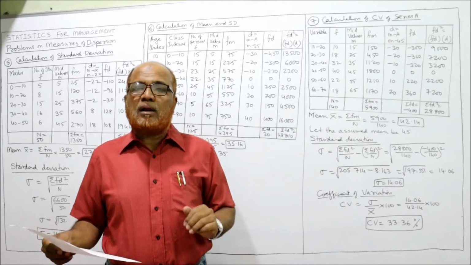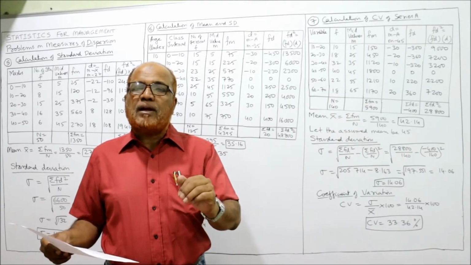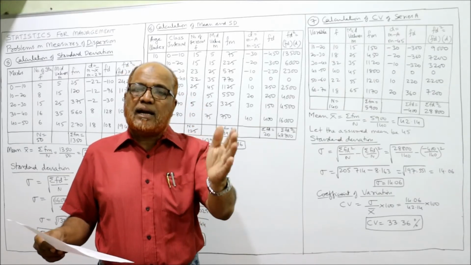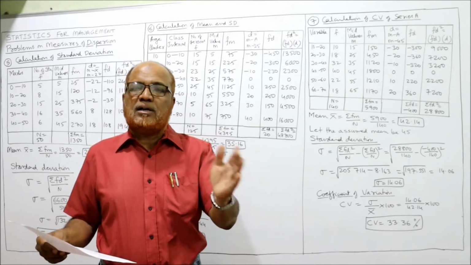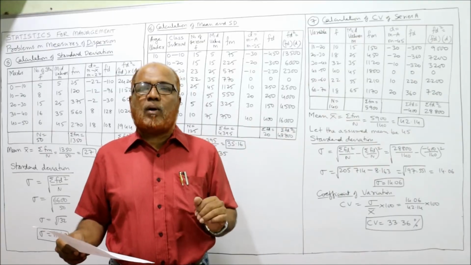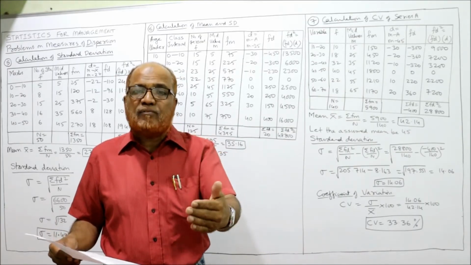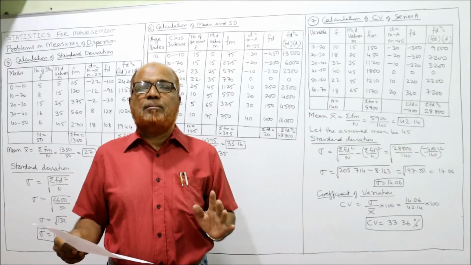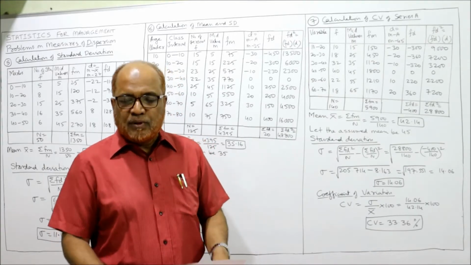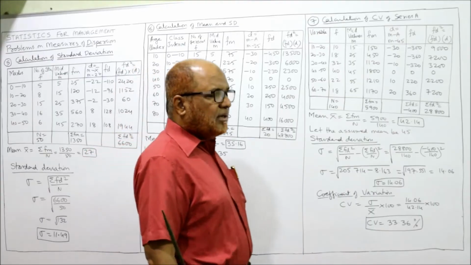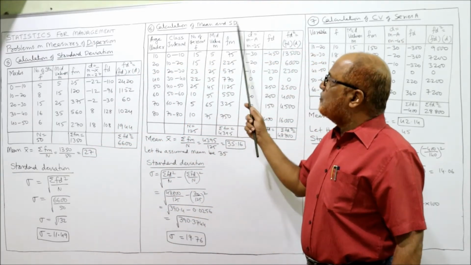But we don't require cumulative. We want separately 0 to 10, 10 to 20, 20 to 30, 30 to 40. Like that we require. So we have to convert this cumulative frequency into normal frequency, and then only we calculate mean and standard deviation. Right? So how to convert it? Here you can see. Calculation of mean and standard deviation.